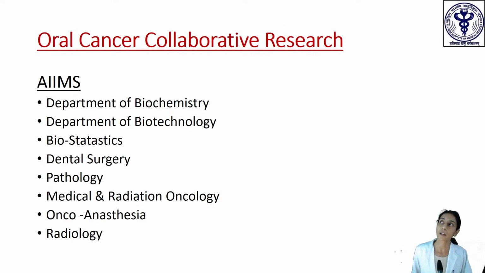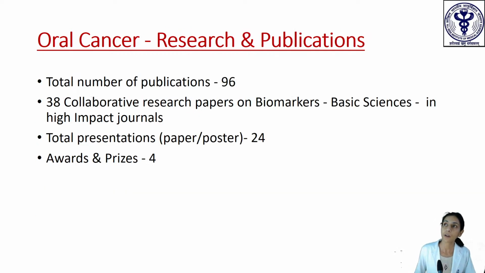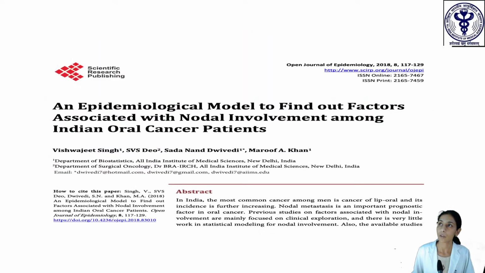Because of this database, multiple research collaborations could be done with different departments within AIIMS. So far, we have 96 publications in indexed journals and 36 papers with collaborative research on basic sciences in high impact journals. We have around 24 presentations, including papers and posters, and around 4 awards received at national and international conferences. I will just highlight a few of the papers that have been published in reputed journals.